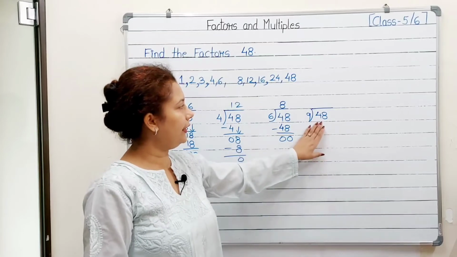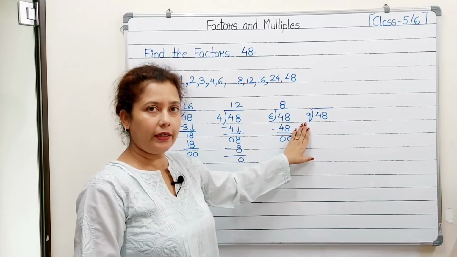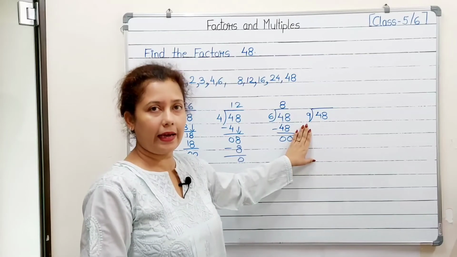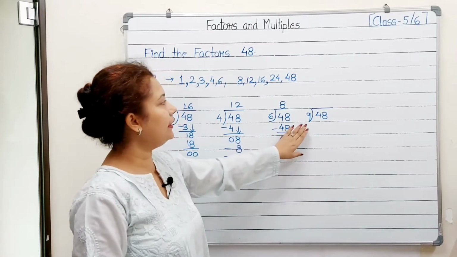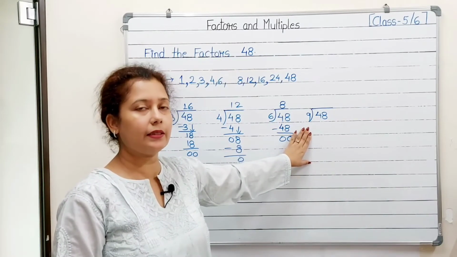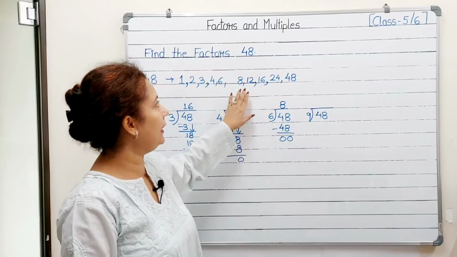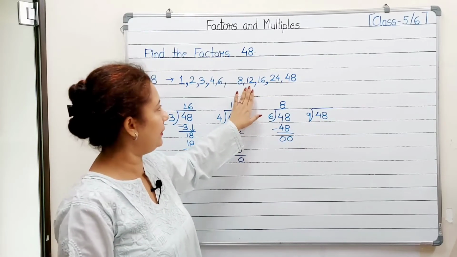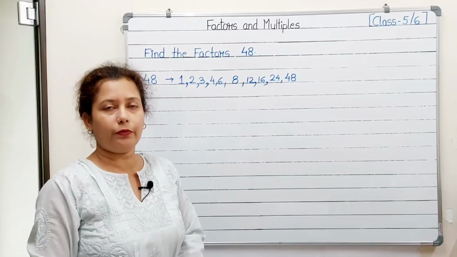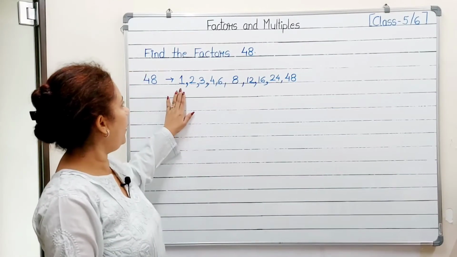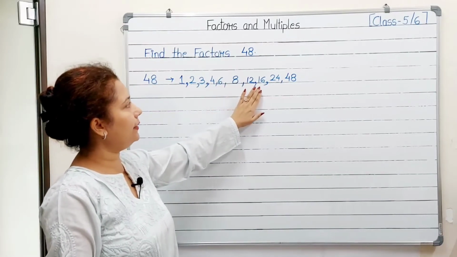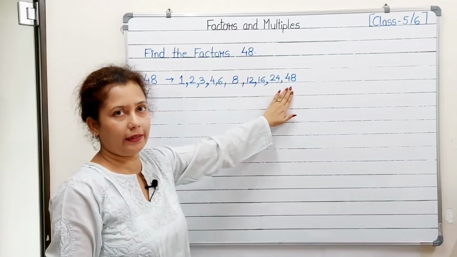Next we will divide 48 by 9. But it is not divisible, as we know that 48 is not there in 9's table. Now 10, again 48 is not divisible by 10. It is not divisible by 11. Next it is divisible by 12, which we have already written here. So the factors of 48 are 1, 2, 3, 4, 6, 8, 12, 16, 24, 48.